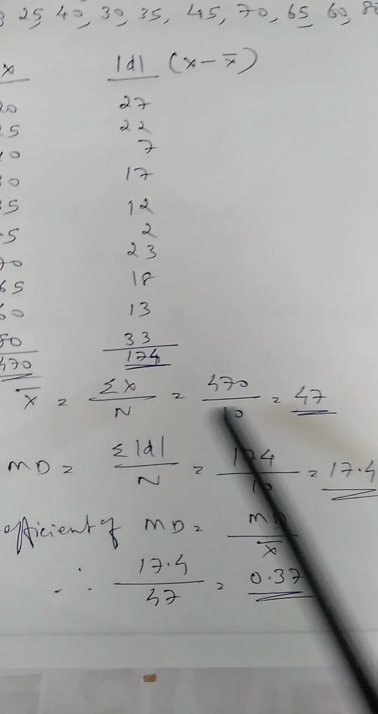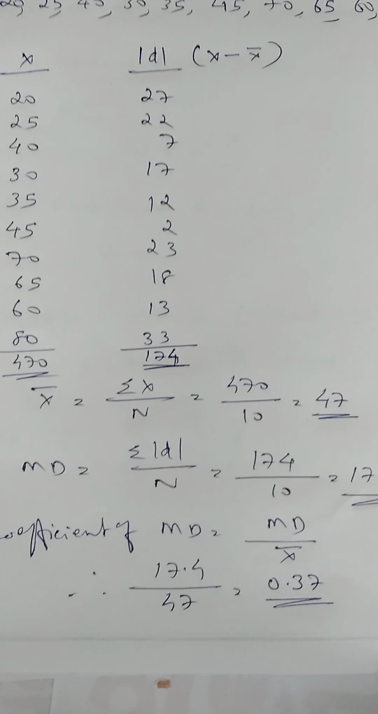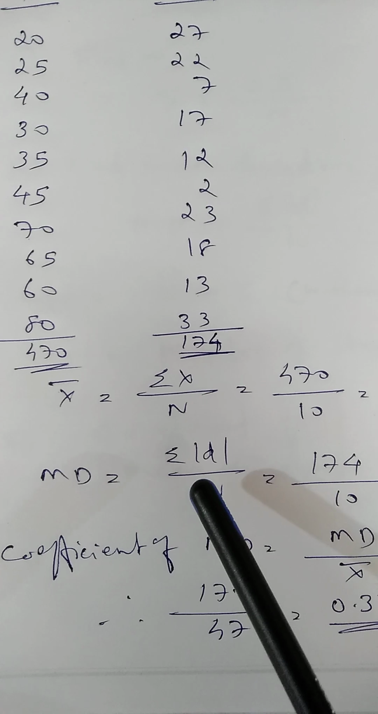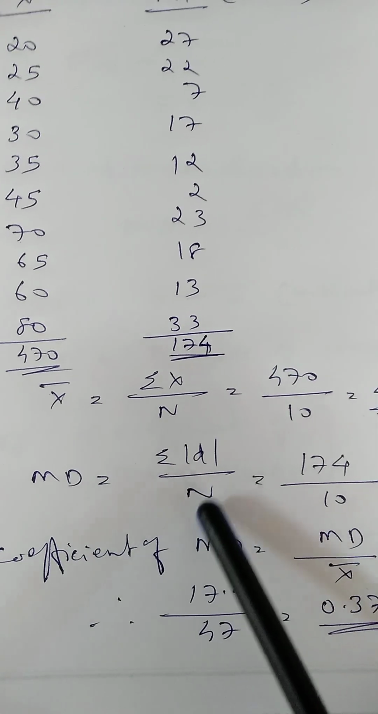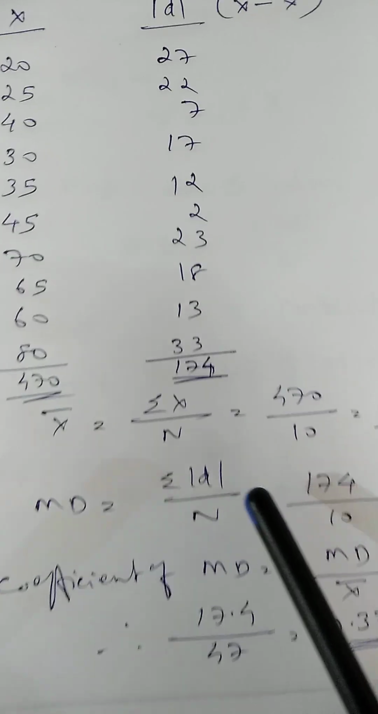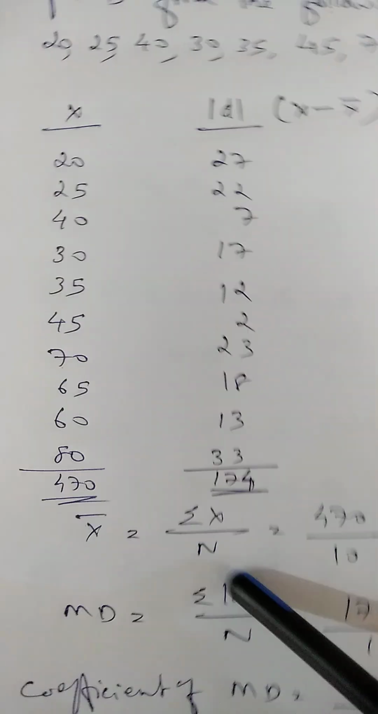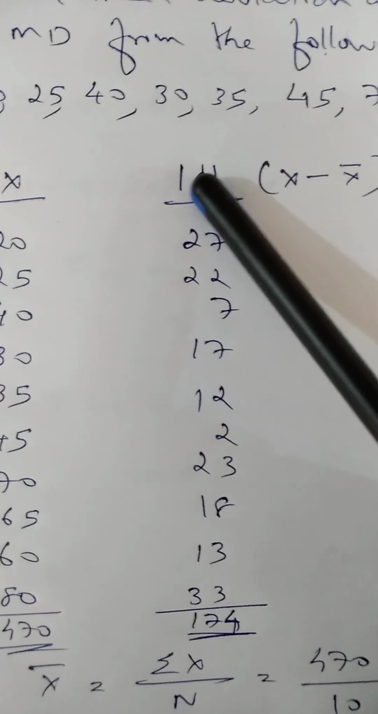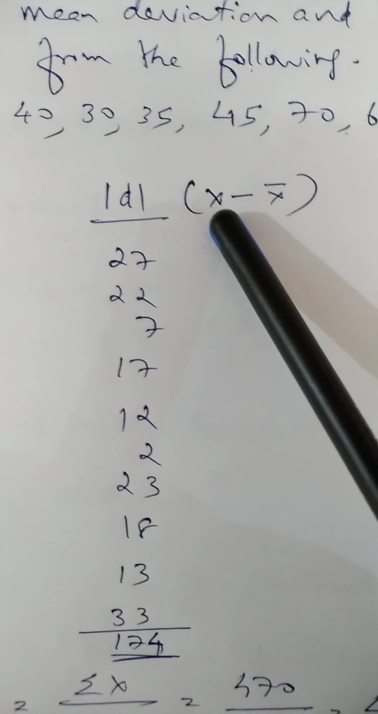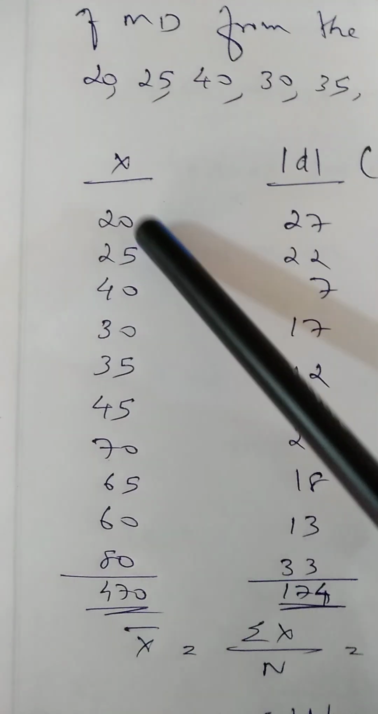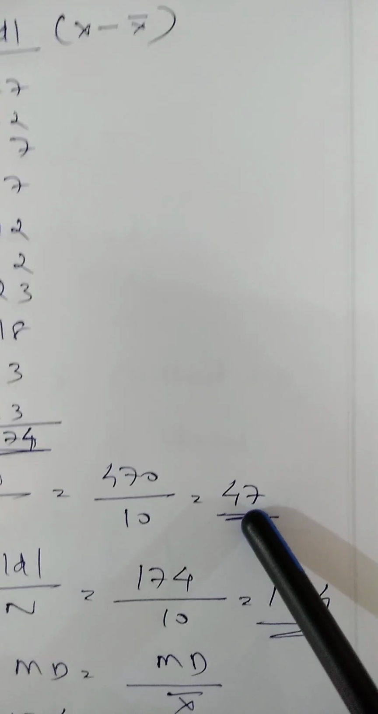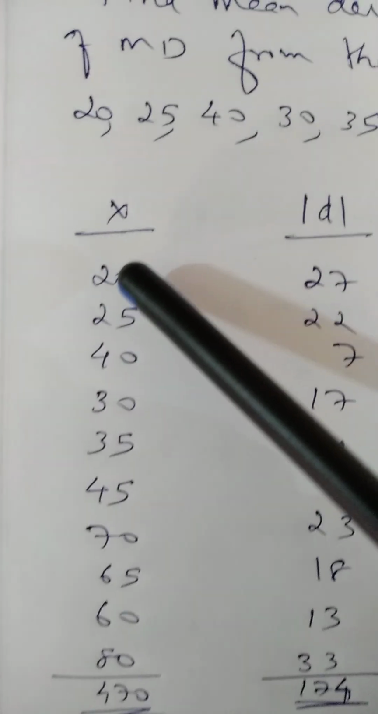After getting this mean, we have to move towards finding out the mean deviation by using this formula: mean deviation is equal to sigma modulus d divided by n. Modulus d means absolute d. How to find out this modulus d? For that purpose, we have to construct one more column, the modulus d column. This modulus d is found out by using this formula x minus mean. Each x variable is here. We already found out the mean, which is 47. Now, consider each x variable.